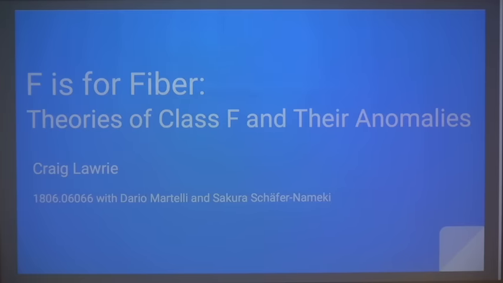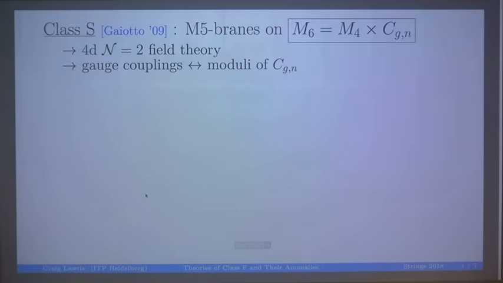Okay, so first let me begin just by reminding you of something which I'm sure many people in this room know a lot about, which is that there is a class of 4D N=2 field theories called class S theories, which were written down in a construction in 2009 by Gaiotto. Specifically, these theories begin by taking the 6D theory on the world volume of the M5 brane, and then putting it on a product manifold, where one of the factors in the product is an n-punctured genus g Riemann surface.